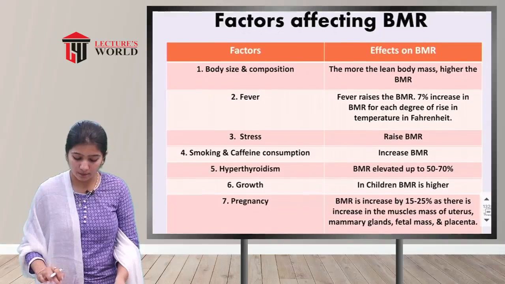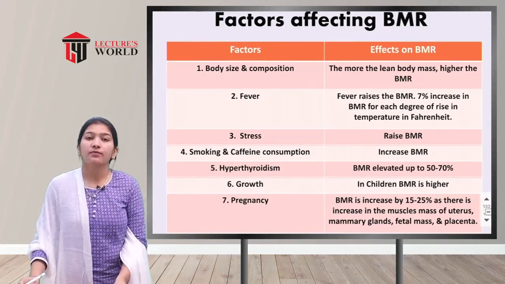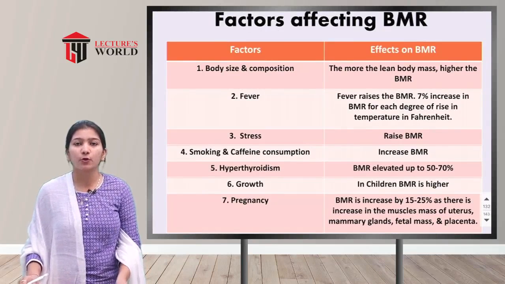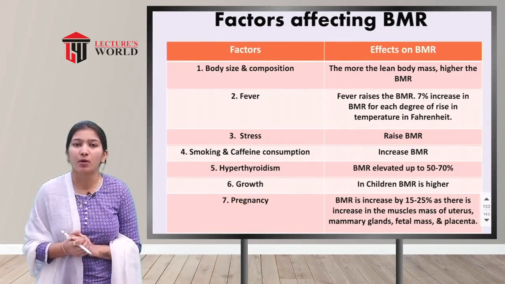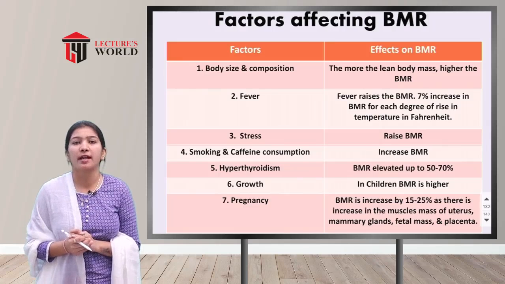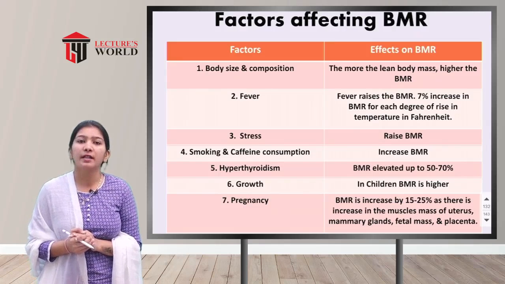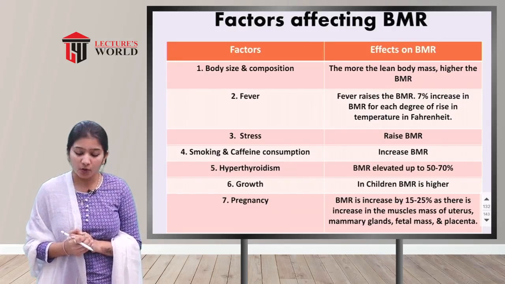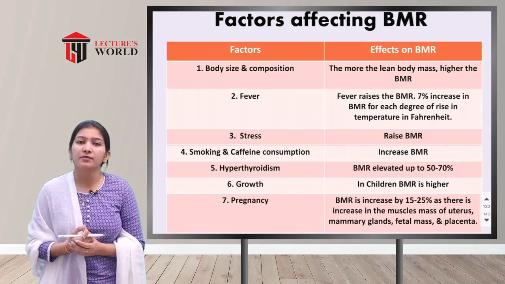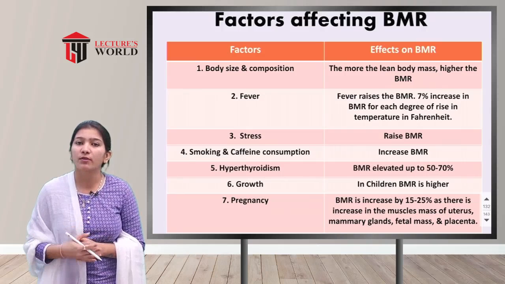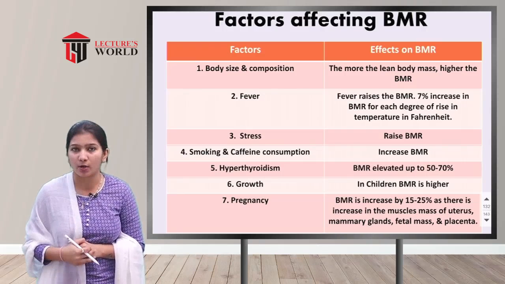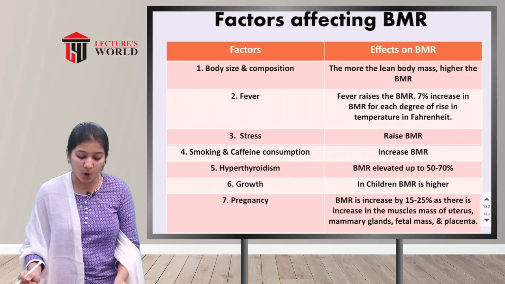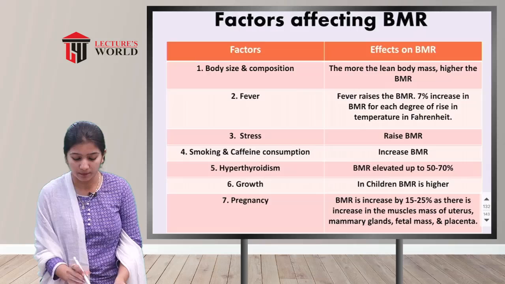Next is the factors affecting BMR. BMR, as I have told you, is the rate of metabolism taking place in your body during the period of sleep, during the post-absorptive state. There are several kinds of factors which affect the speed of your digestion, the speed of your metabolism. We'll discuss all those factors. The first factor is body size and composition.